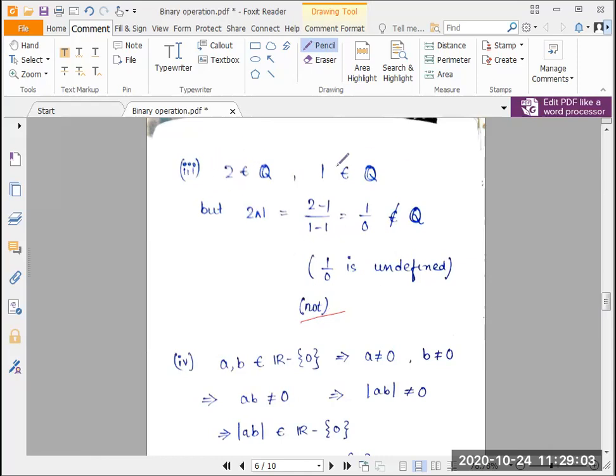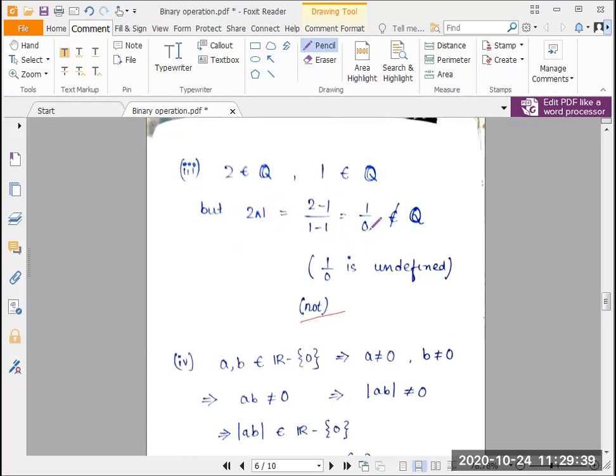So I take 2 and 1, both of which are by definition obviously rational numbers, and I take the operation as defined. So it was A up B equals (A minus 1) by (B minus 1). But if I take 2 as A and 1 as B, then I get (2 minus 1) by (1 minus 1), which is 1 by 0. And definitely any number divided by 0 leads to a chaotic situation where we cannot essentially fathom the value of the number, which essentially means 1 by 0 is undefined. So of course it's not a rational number.